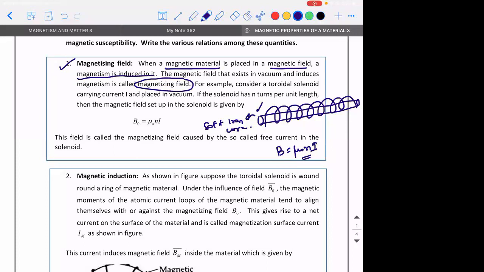Accepted. So B equals mu naught n i is one of the examples of a magnetizing field. It's not necessary that you always use a solenoid. You can use a permanent magnet also. Whichever material is inducing magnetism in another material is what is called the magnetizing field.